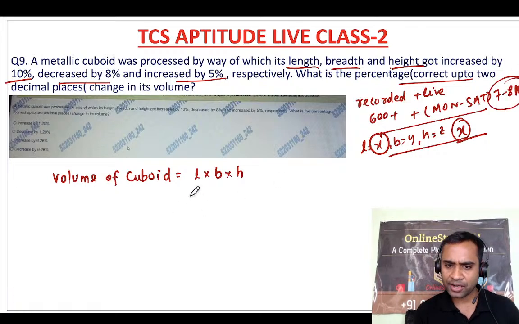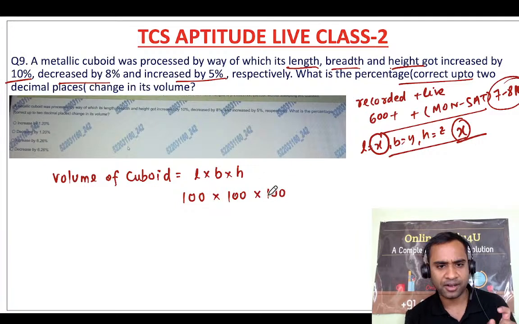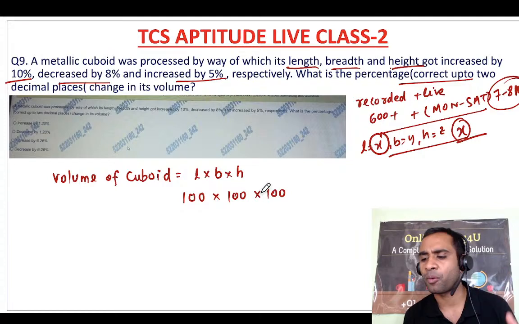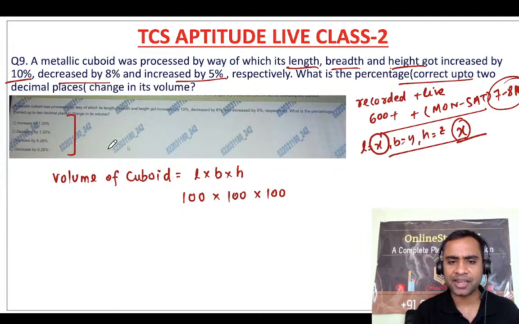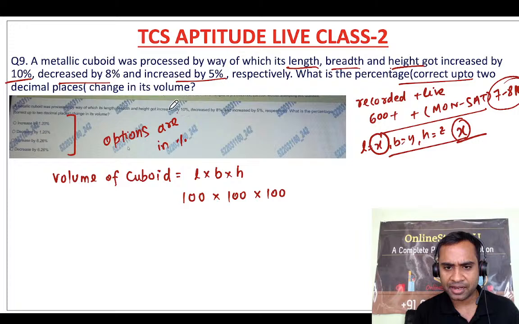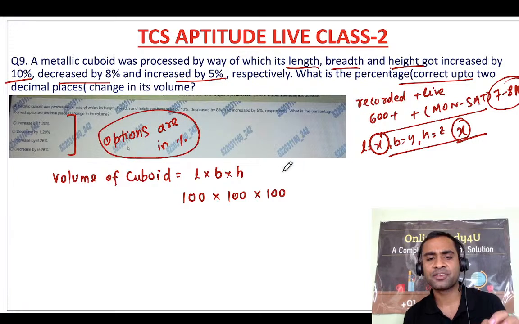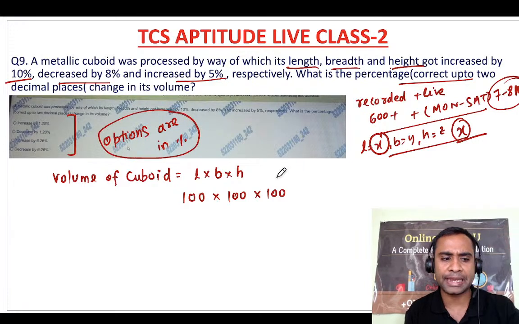Now, what I'm going to do is assume length 100, breadth 100, and height 100. Sir, why? What is your problem? I have told you multiple times: if the options are in percentage, that means you are free to assume any value, right?